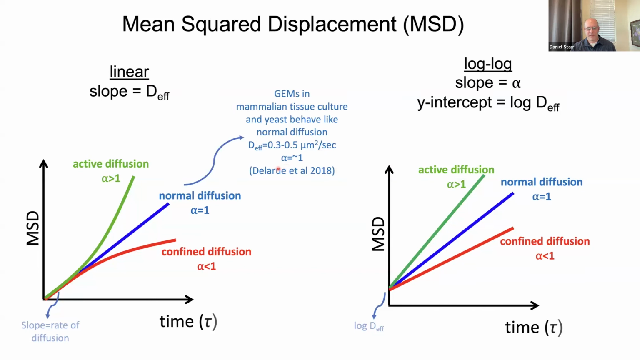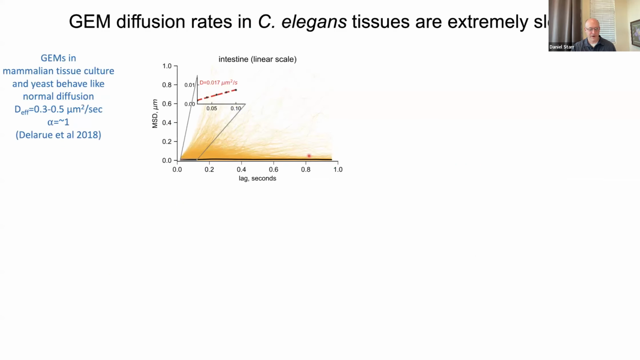And this has been done by lots of people in rheology, and I'm taking some data from Liam Holt's paper from the Holt lab. In mammalian tissue culture and in yeast, these 40 nanometer GEMs diffuse at around 0.3 to 0.5 microns squared per second. And they diffuse in a normal way with an alpha of about 1. So I just want you to keep these in mind as we look at what's happening in the worms. All right, so here are these numbers again. Mammalian cells about 0.5 with an alpha of 1.